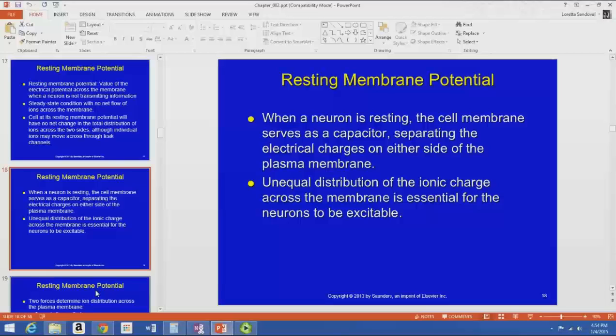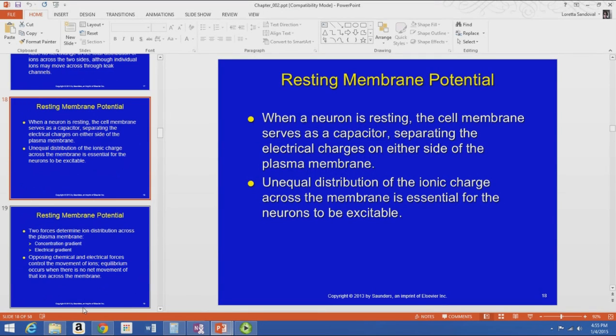So, by separating the electrical charges on either side of the plasma membrane, it allows the neuron to store electrical charge for when it needs it later to transmit information. So the unequal distribution of the ions across the membrane is the important part, because the unequal distribution is what allows the neurons to be electrically excitable in response to a stimulus. Okay, so the cell membrane and having those gates that open and close that we talked about in the last section, that's what allows the cell membrane to act as a capacitor and store charge.